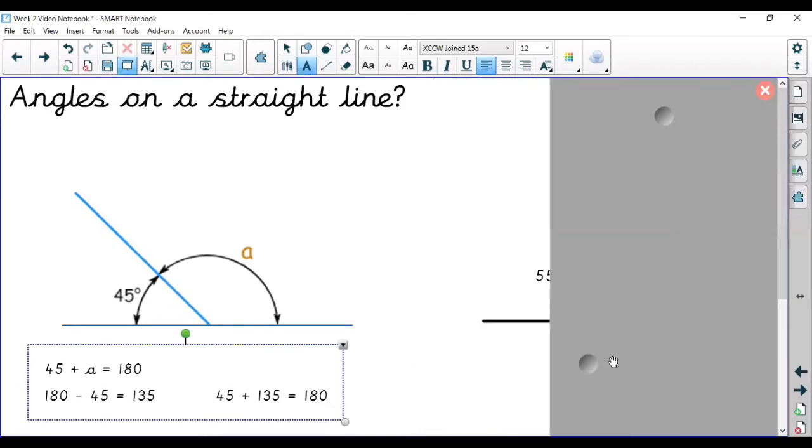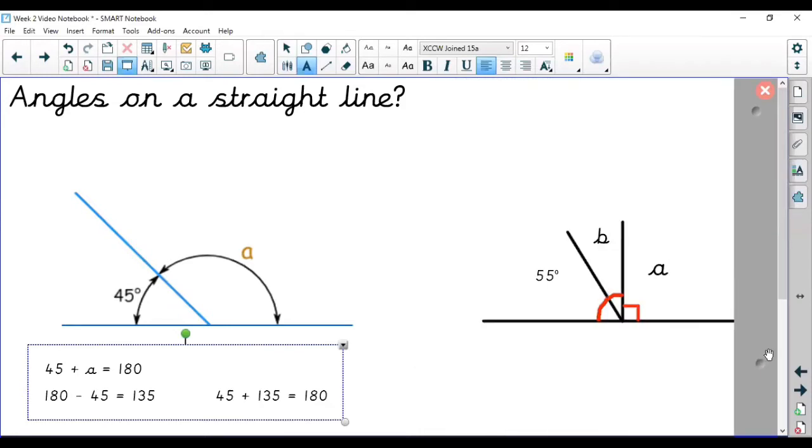Now, if we look over here, this one's a little bit different because I know on here, this line here is 180. So the angle all the way around there is going to be 180 degrees. However, I've got two missing parts. So if I did 180 take away 55, that would give me the angle of B and A. But I don't want that. I want two separate answers for B and A.